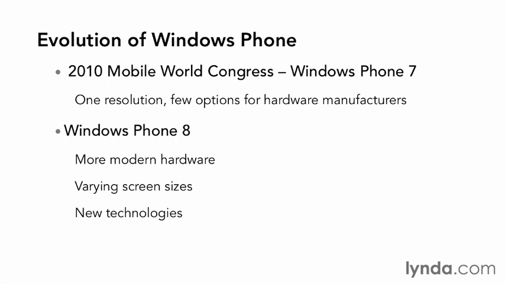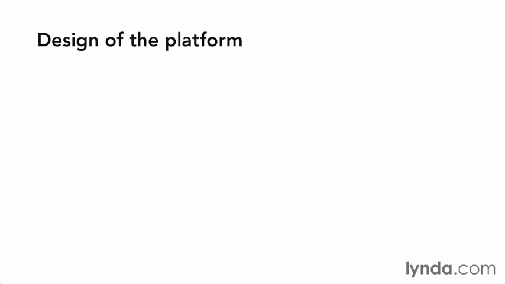Under the hood, Windows Phone 8 is based on the Windows NT kernel, instead of Windows CE, which Windows Phone 7 was based on. As a result, there are a number of technologies that are crossovers between Windows 8 and Windows Phone 8, making it easier to port applications between the two platforms. But let's focus on the design of the platform for a second.